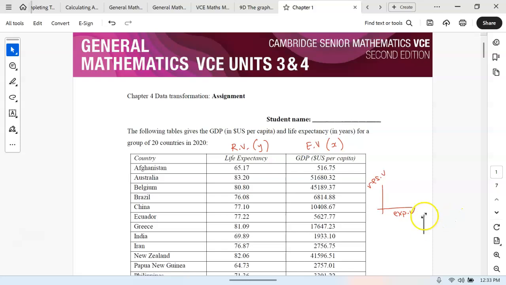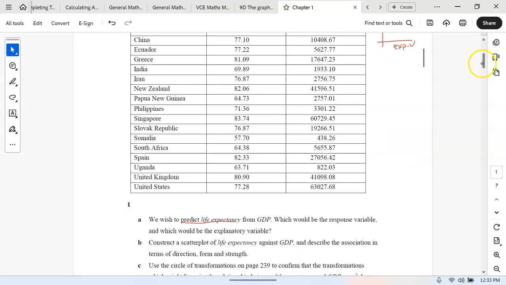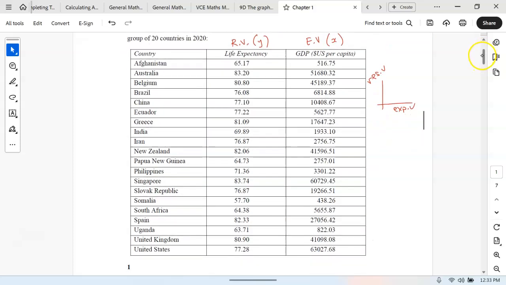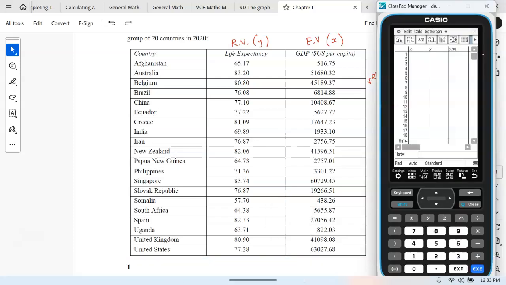But also, if you look for what needs to be predicted, like in the stem of the question, if I just go down, we're predicting life expectancy. We're always predicting Y. All right, so go ahead and put those values into your calculator. Remember, we're going to be putting gross domestic product with X.